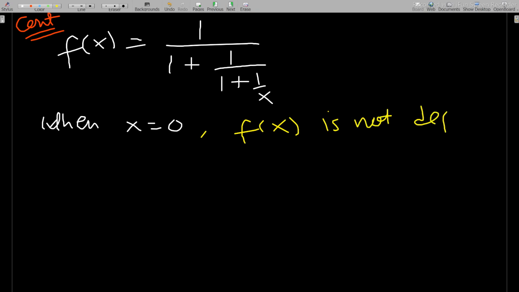So what we can say is that for this function to be defined, or to exist in the real number system, that is, f of x should be a real number, then x shouldn't be equal to 0. That's the first case.